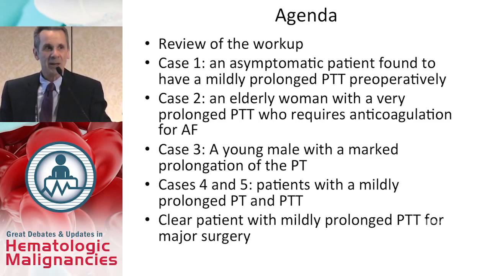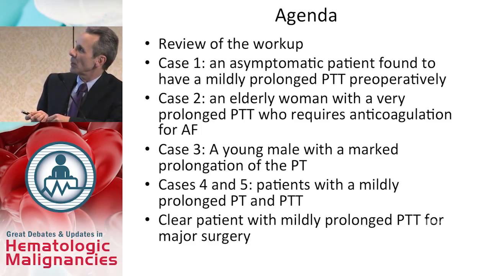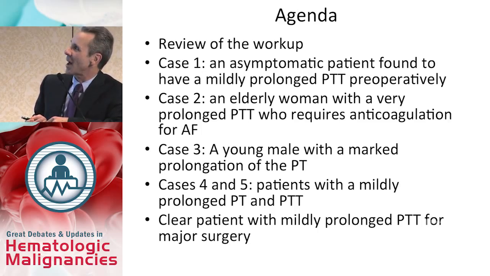So here's my agenda, and I'll move relatively quickly. Just a review of the workup. First case is an asymptomatic patient with a mildly prolonged PTT. Case 2 is not such a minor abnormality. It's actually an elderly woman with a very prolonged PTT who requires anticoagulation for AFib. Case 3 is a young male with a marked prolongation of the PT. Cases 4 and 5 are patients with a mildly prolonged PT and PTT. And finally, the issue of the minimally prolonged PTT and clearing those patients for surgery if, in fact, they've drawn a screening PTT.